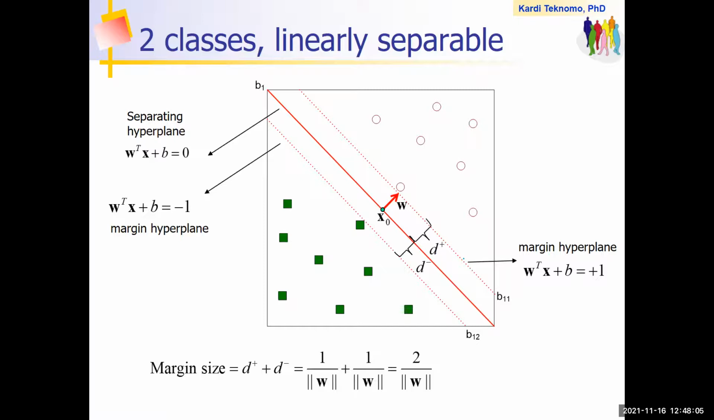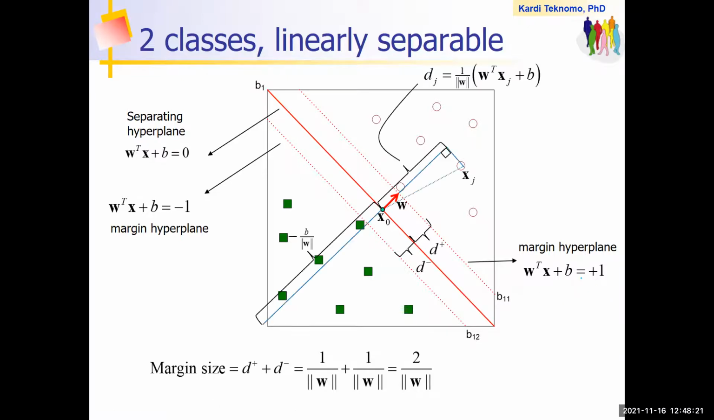Okay, and we know this margin hyperplane is positive 1 and this is negative 1, and in the middle is 0. Now, based on this, you can calculate the distance d. d is 1 over the length of W times that, multiplied by the kernel, right? So this is the equation to compute the distance.